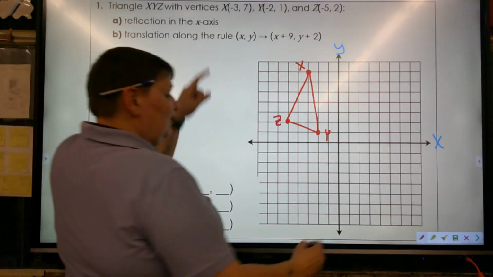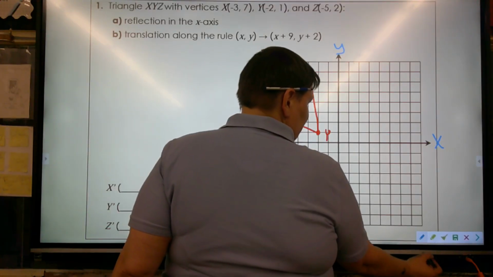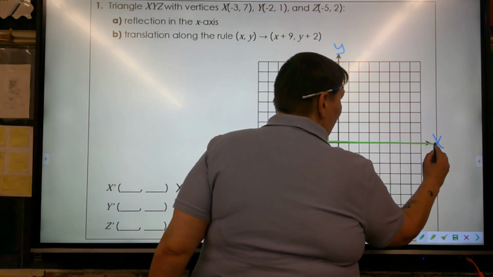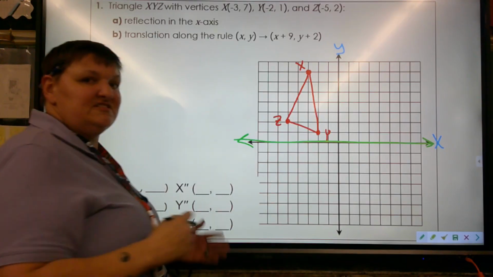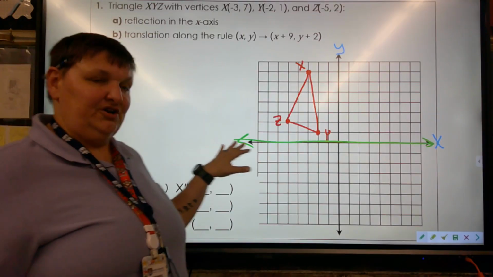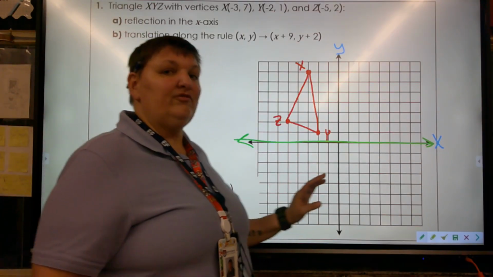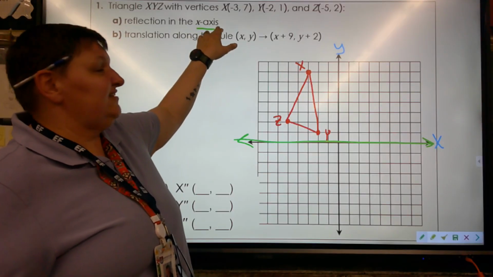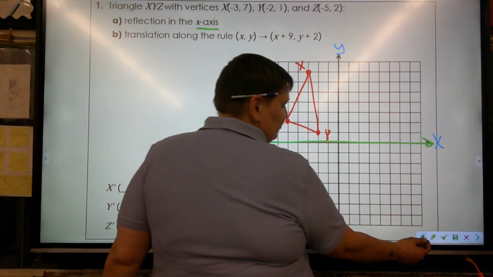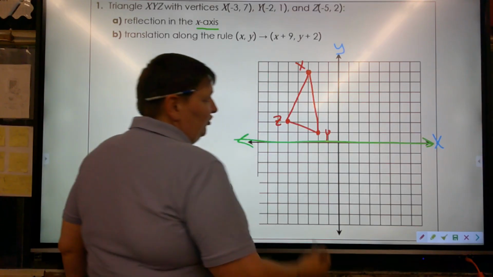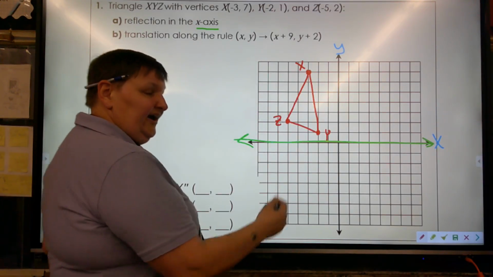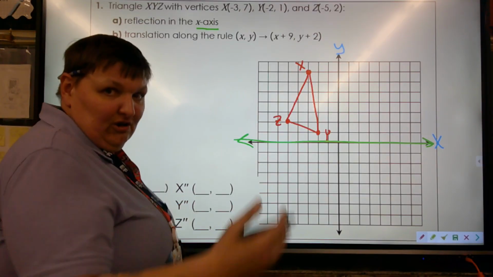Alright, we're going to reflect over the x-axis. Let's draw a line on our x-axis so our brain knows this is our line of reflection. If you're reflecting over a line of reflection, draw the line wherever it tells you the line of reflection is, in this case the x-axis. Remember, there are two ways you can do it. You can either count spaces, or you can remember the rule. Or you can count spaces to figure out the rule.